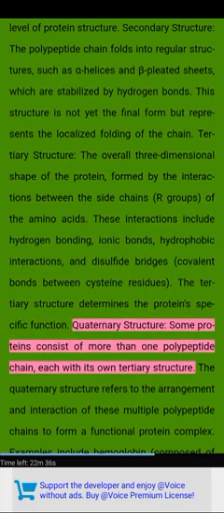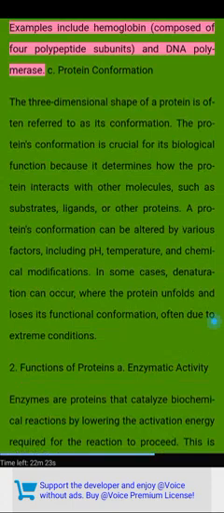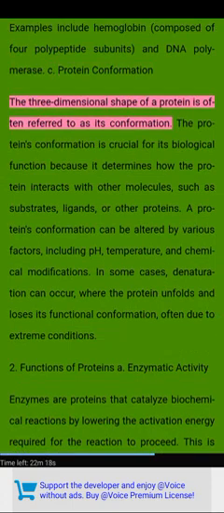Quaternary structure. Some proteins consist of more than one polypeptide chain, each with its own tertiary structure. The quaternary structure refers to the arrangement and interaction of these multiple polypeptide chains to form a functional protein complex. Examples include hemoglobin, composed of 4 polypeptide subunits, and DNA polymerase. C. Protein conformation. The three-dimensional shape of a protein is often referred to as its conformation.